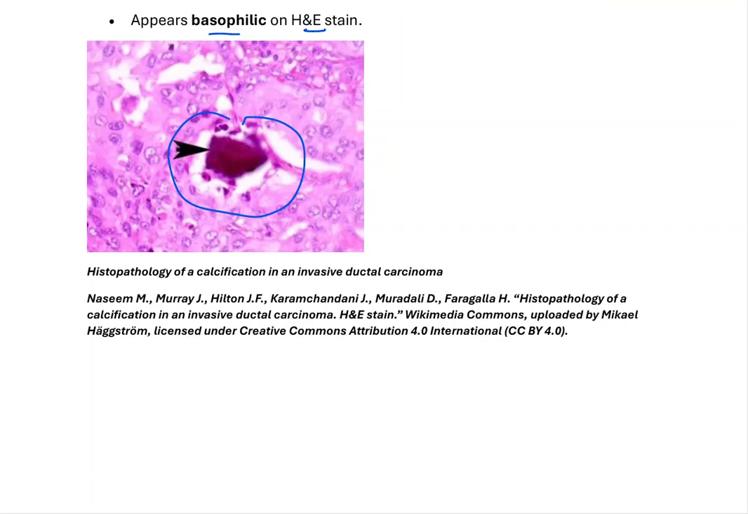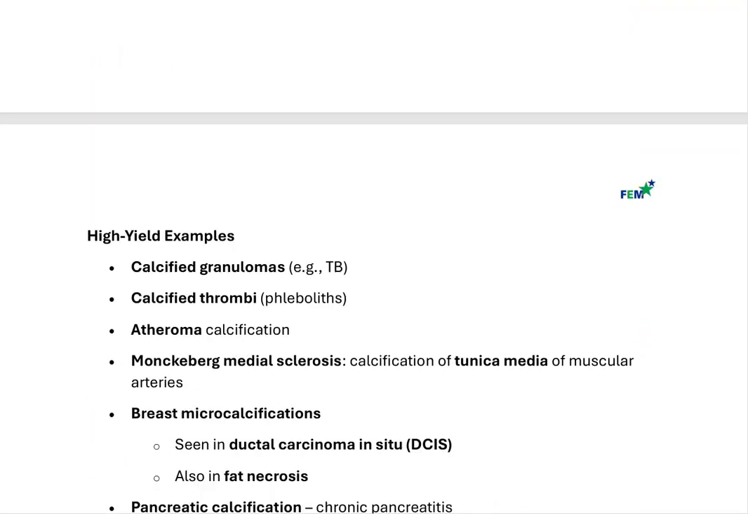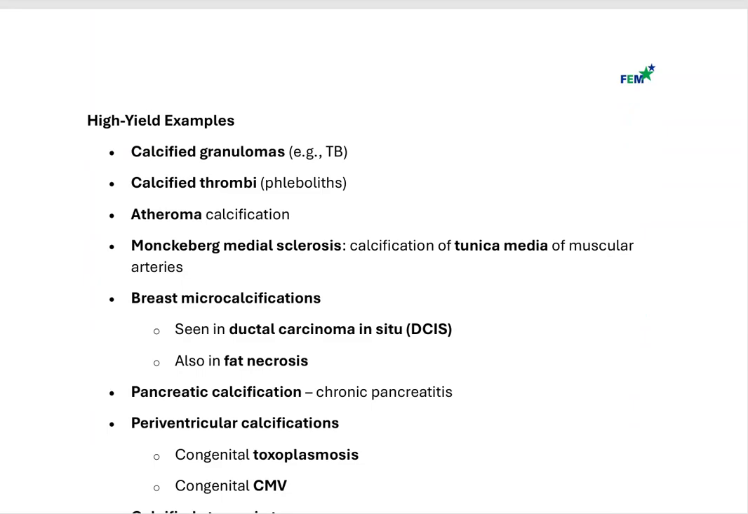So now let's look at some high yield examples of dystrophic calcification. One is calcified granuloma, as we see in tuberculosis. If you have not watched the video that we did on granulomatous inflammation, because we did an extensive job going through granulomatous inflammation and different types of it, I strongly encourage that you watch that video, and it's going to help you.